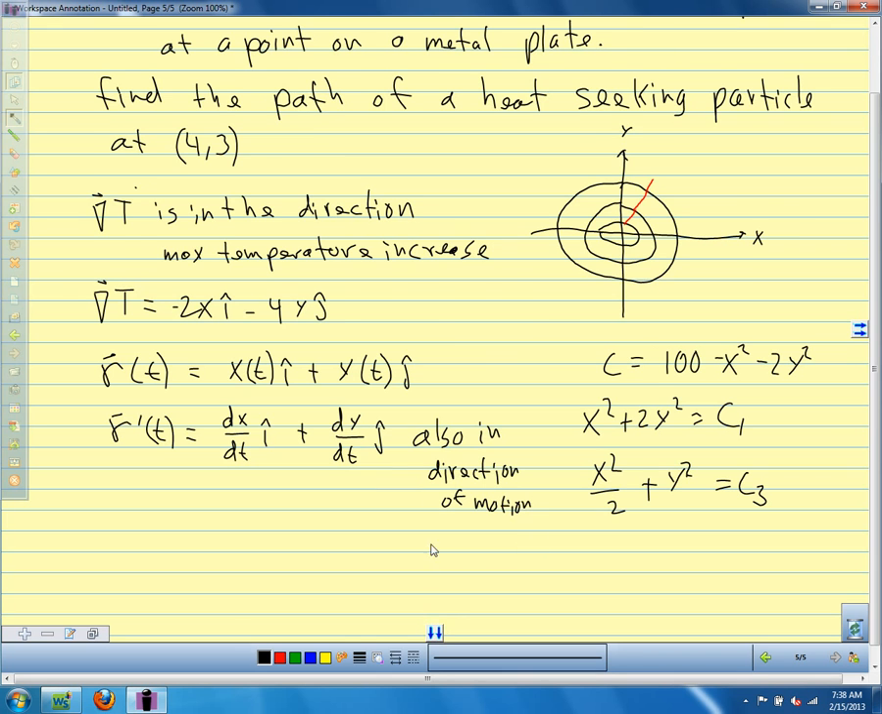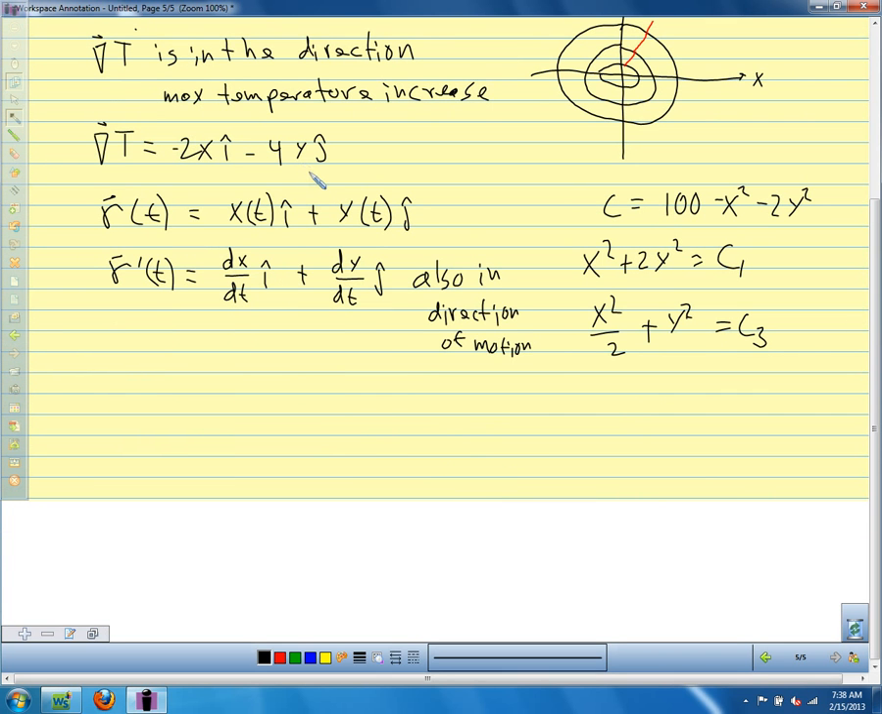So these two vectors, r prime and del T, are pointing in the same direction, so what can we say about them? They're scalar multiples. So yes, del T, Cole says, are they pointing in the same direction? Del T points in the direction of maximum temperature increase. We want the path of the particle moving in that direction, and r prime points in the direction that the particle is moving. So what did you say, Katie? They're scalar multiples. Del T and r prime are going to be scalar multiples. They're parallel. They're pointing in the same direction.